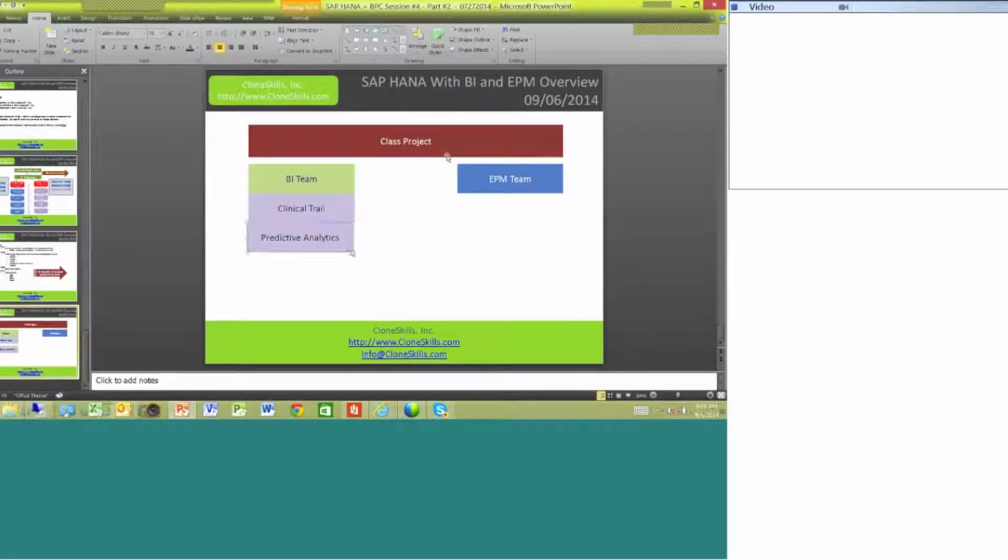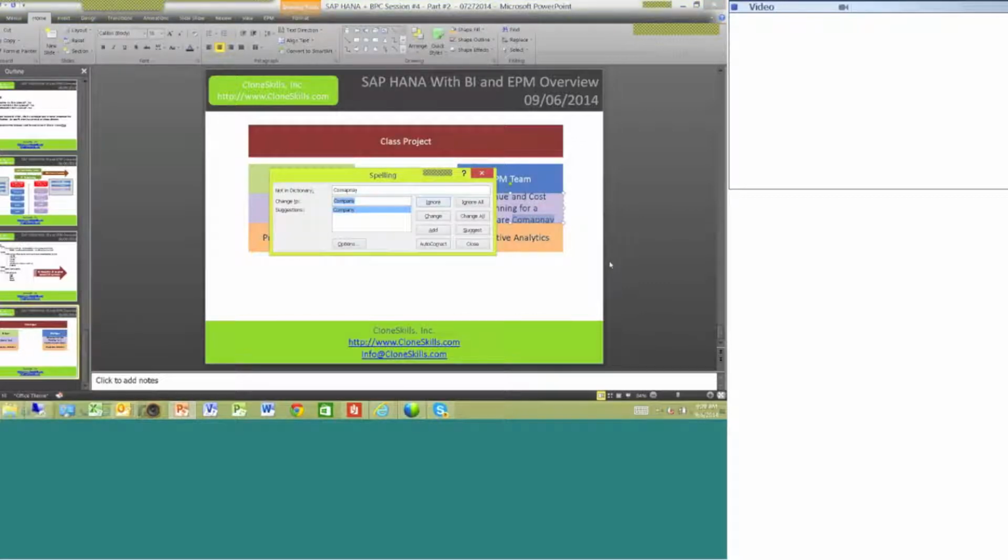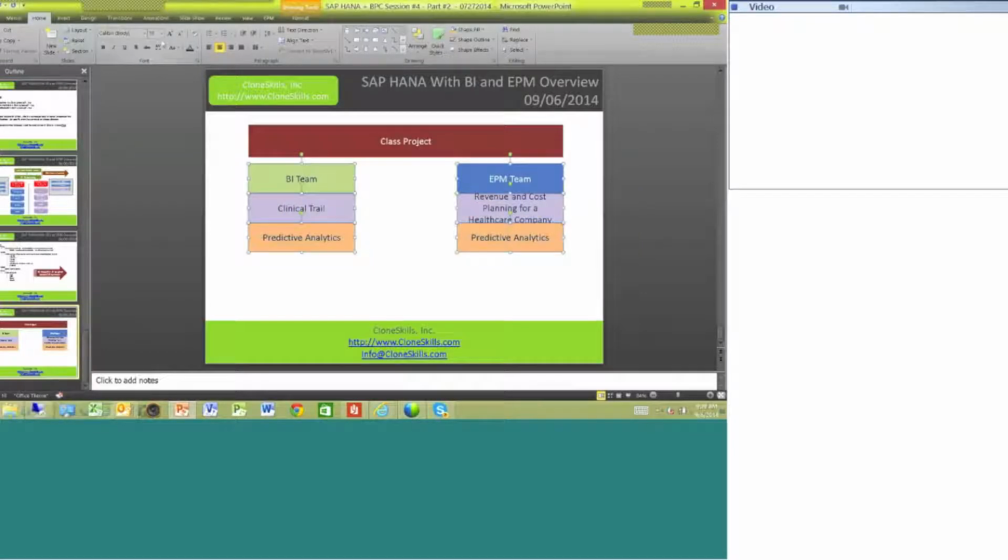And the EPM side is for planning, revenue and cost planning for a healthcare company. That is basically the expected scope for the EPM team. So this is planning, forecasting, and budgeting.